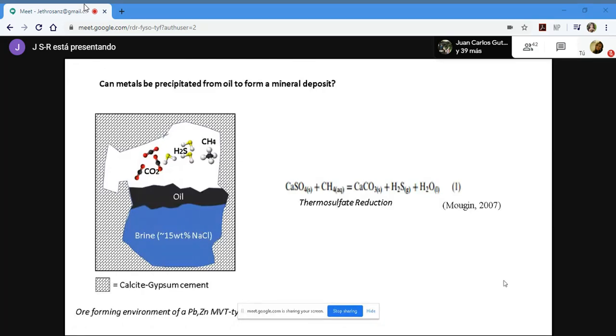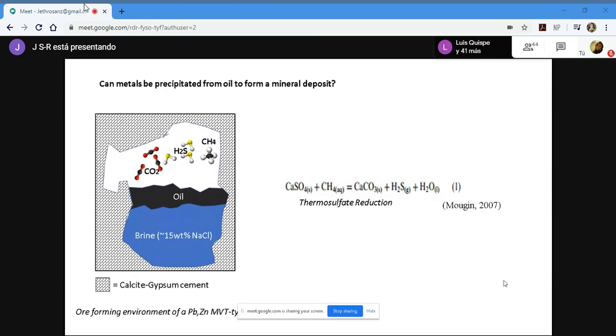So we have seen that zinc is highly soluble in acidic oils due to complexation with carboxylic acids. And therefore, crude oil is potentially a very good ore fluid for zinc. But we were curious to know whether we can precipitate metals from crude oil to form a mineral deposit. Now, the image to the left is a quick schematic that I've drawn relating to the chemical environment that you find inside of Mississippi Valley type deposits.